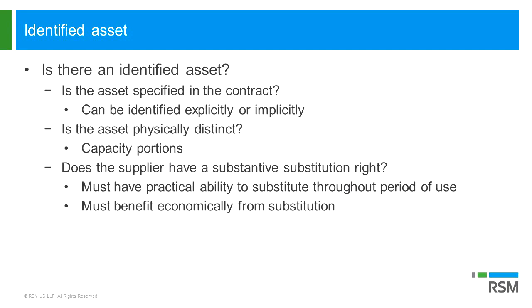Does the supplier have a substantive substitution right? To determine this, the supplier must have the practical ability to substitute throughout the period of use and must benefit economically from substitution. So essentially they need to be able to have their benefit exceed the cost of substituting that specific asset. If the contracts permit substitution only when the underlying asset is not operating properly, in essence a warranty, or when an upgrade becomes available, that does not create a substantive substitution right for purposes of determining whether or not it's an identified asset.